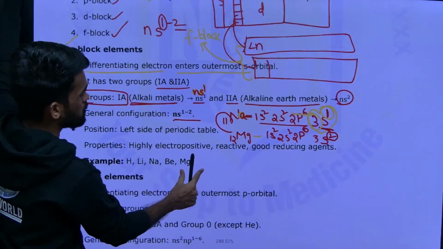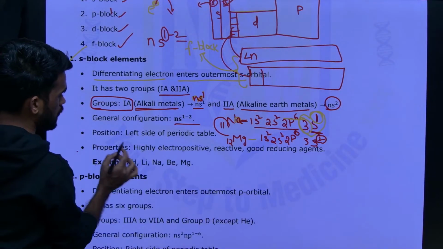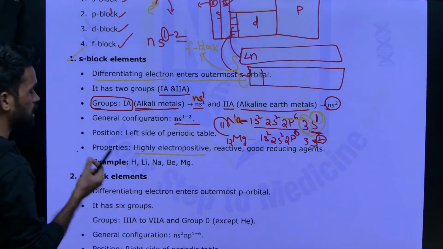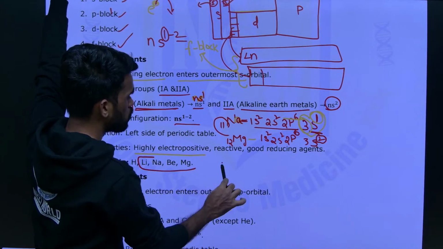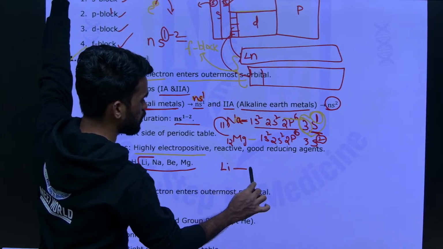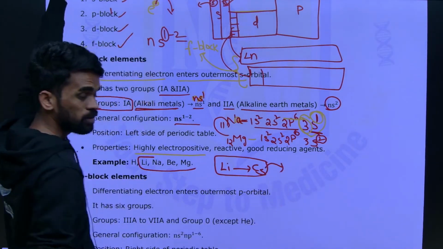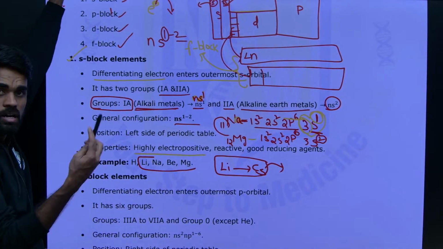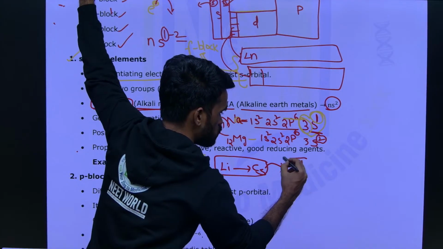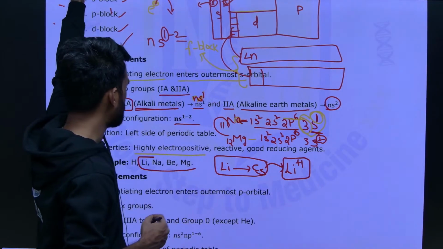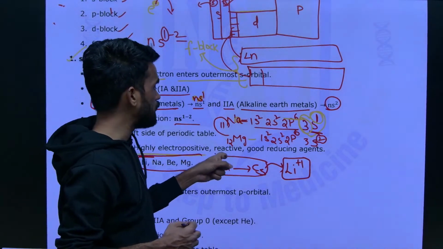So S block elements are highly electropositive. It means whenever they combine with some other elements, from lithium to cesium, if you consider, whenever they combine with any other species in nature, they will always stay with a +1 charge on them. So the oxidation state will be +1 like this. So their properties are highly electropositive and they are highly reactive also.